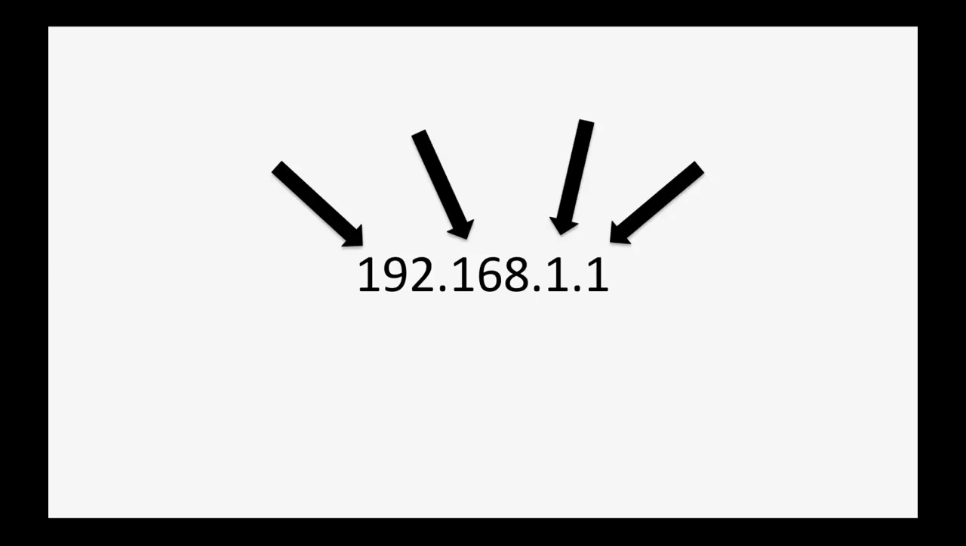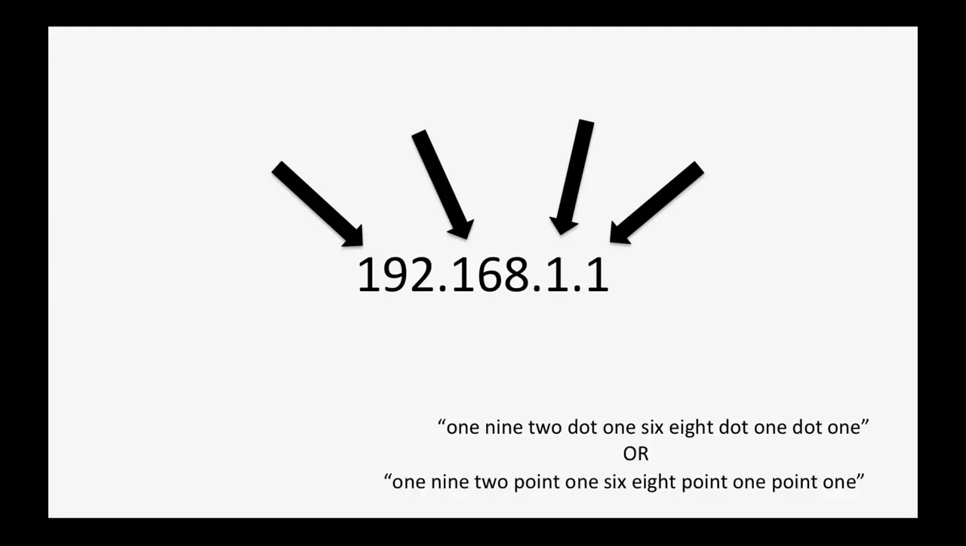Cool. Moving swiftly on. If you look at an IP address in a bit more detail, you'll notice that it's basically four numbers separated by dots. This particular IP address would be pronounced 192.168.1.1. Using dot or point between the numbers doesn't really matter, it's just personal preference.